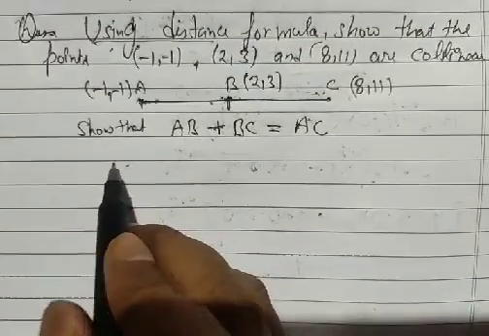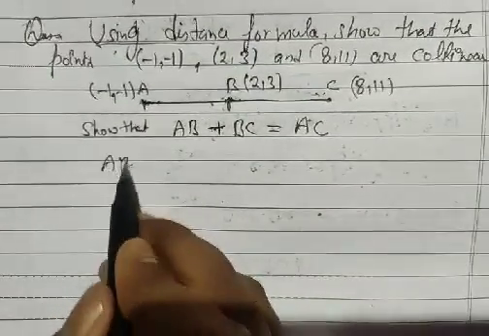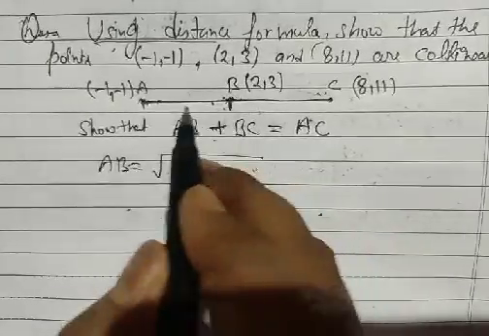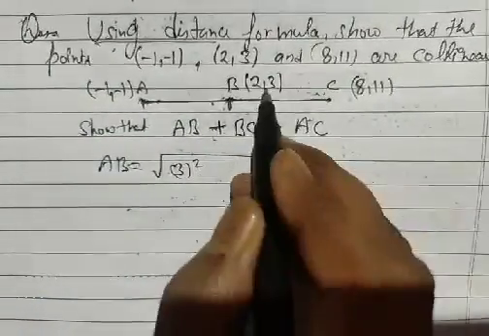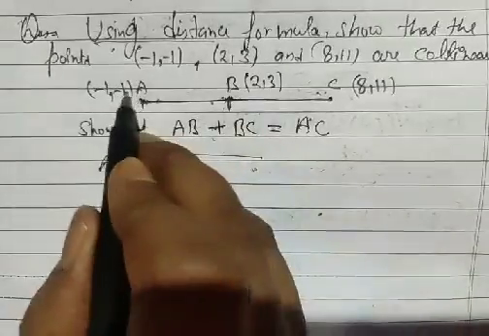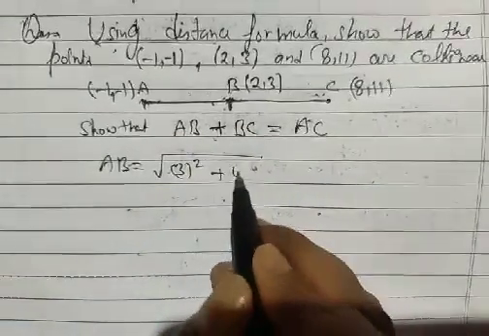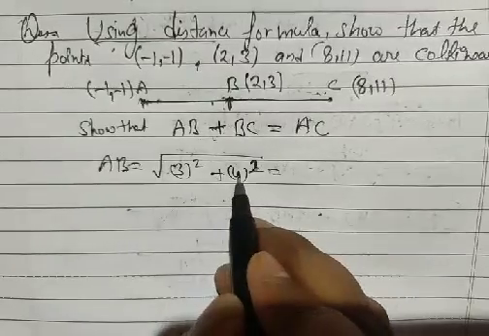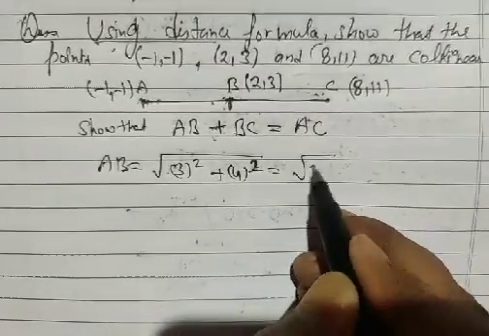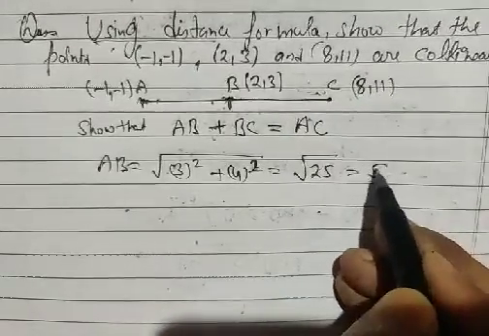Then we are going to find out first our AB. 2 minus minus, plus 1, it's 3 whole square. 3 minus minus 1, 3 plus 1, 4 whole square. Then it's 9 plus 16, 25. Then we get 5 here.